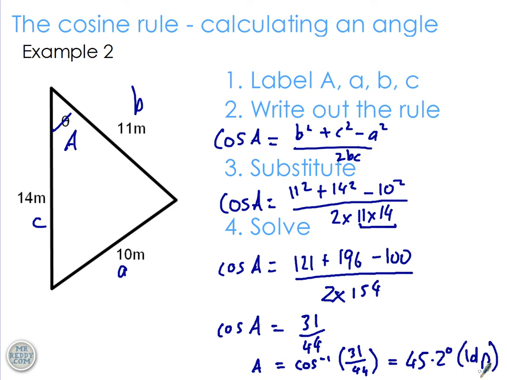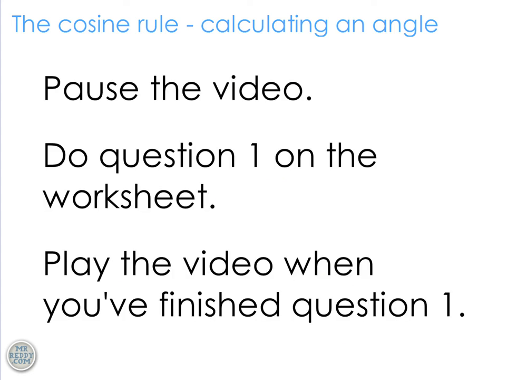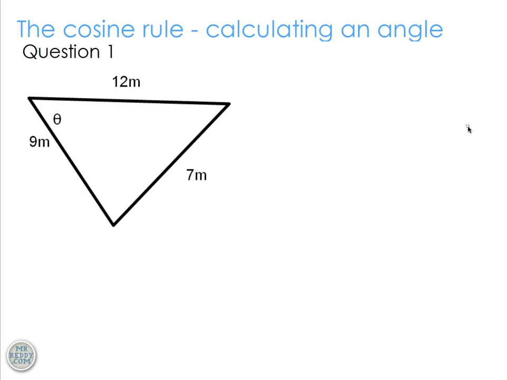There you go, 2 examples, really not that difficult. I would like you to pause the video, do question 1 on the worksheet, and play the video again when you finish question 1. This is what question 1 looks like. So do that now, then pause. You've got to pause the video, do the question, and come back to the video when you've done the question. Okay? Pause now.